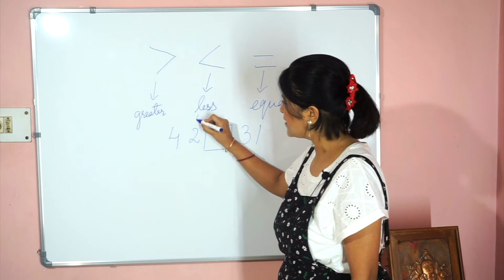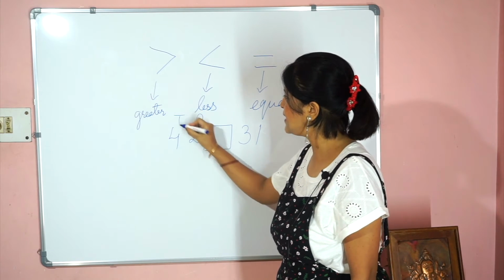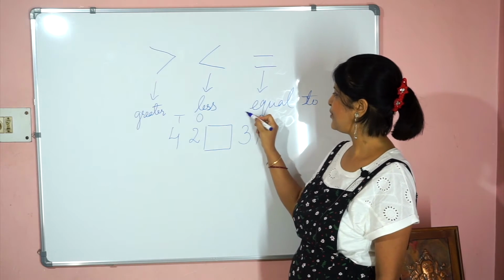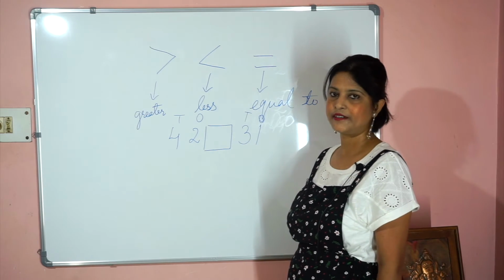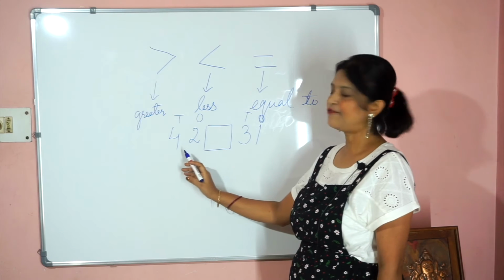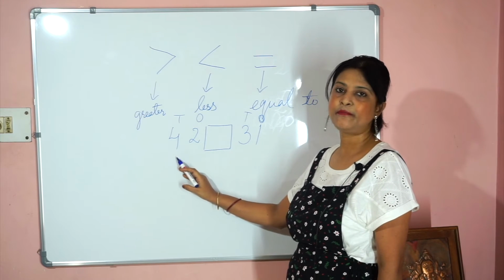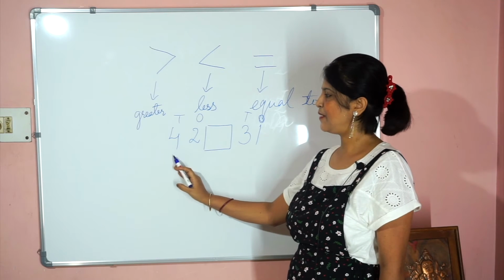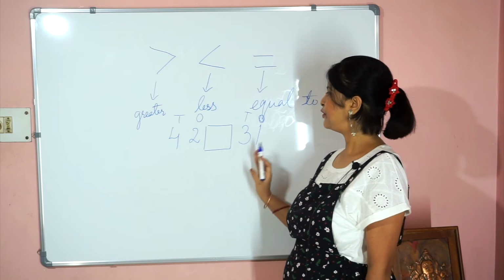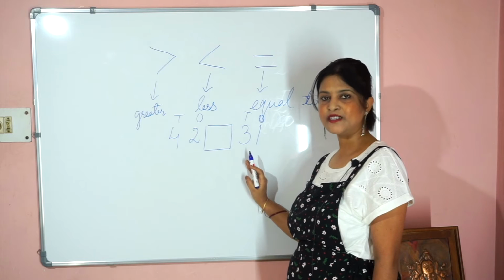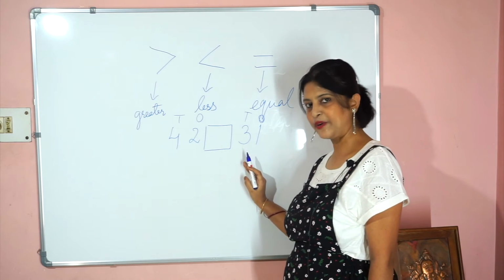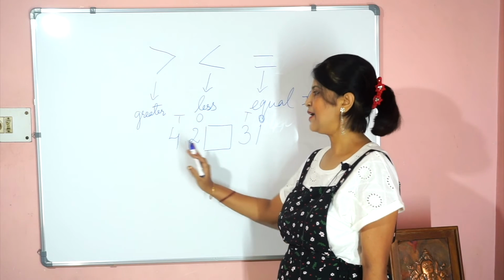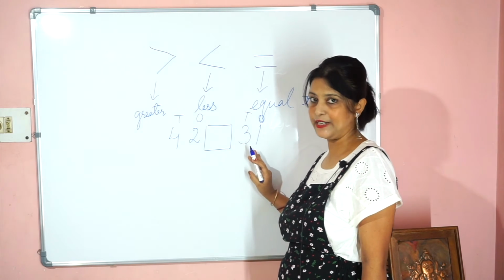So, 2 is in ones place, 4 is in tens place. Here 1 is in ones place and 3 is in tens place, right. So, first of all, we have to check the tens place. Yes, for the number 42, the tens place has the digit 4. For the number 31, the tens place has the digit 3. And obviously, 4 is greater than 3. That is why 42 is greater than 31.